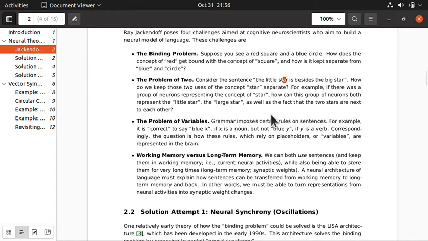And then there's also this issue of working memory versus long-term memory, in that I can both use a sentence and I can remember a sentence. So I need some way of representing it, some sort of representation perhaps while I'm using it, and some sort of representation that lets me store it for a very long time. It's probably not a language-specific problem, but whatever these neural representations are, I'm going to need to be able to store them, and then need to be able to recover them.